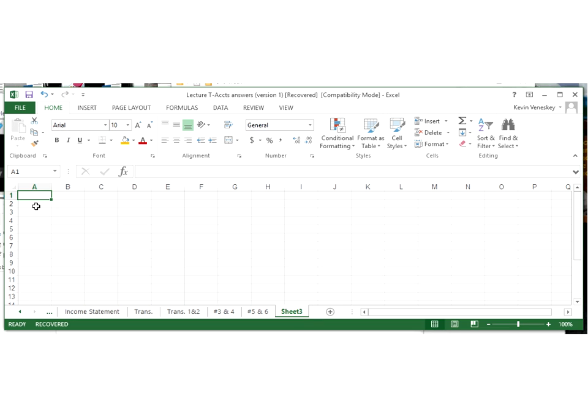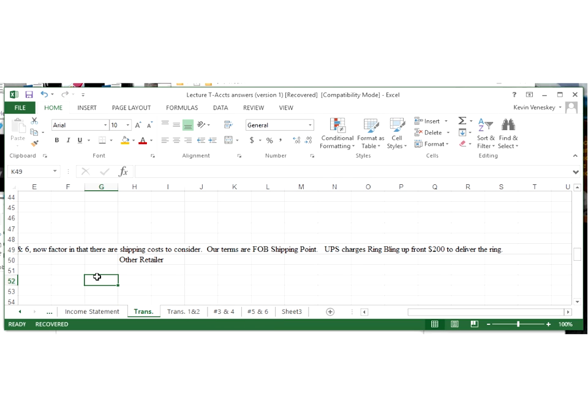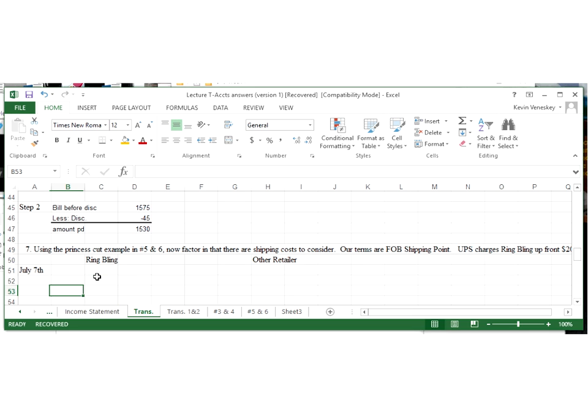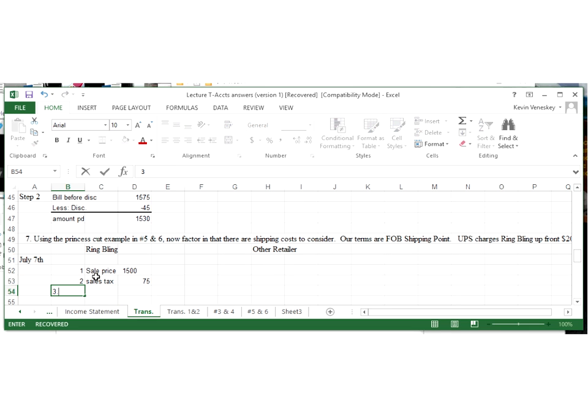So my journal entry, how it's going to look, from number 7, from Ring Bling's perspective. Again, I could go back here, and this is what I want to do first, I want to show the steps again. Number 1, the sale price that I'm going to be collecting was $1,500. Number 2, the tax that I'm going to be collecting was $75. Number 3, the shipping that I'm going to be collecting, because my customer owes me, because they're going to reimburse me, the $200.